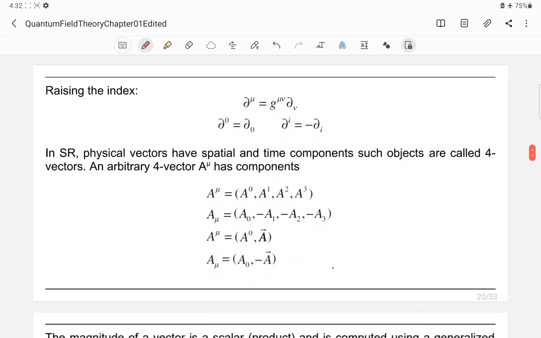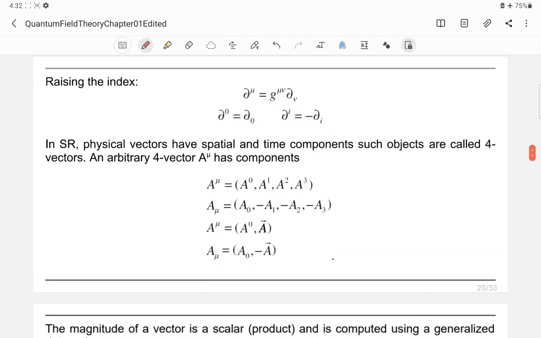So, raising the index, you can again use the metric to do that. And so in this case, these are just equal, and these are just the negative of one another. So this is for space, and this is time. So by the way, your partial mu is just partial with respect to x nu.